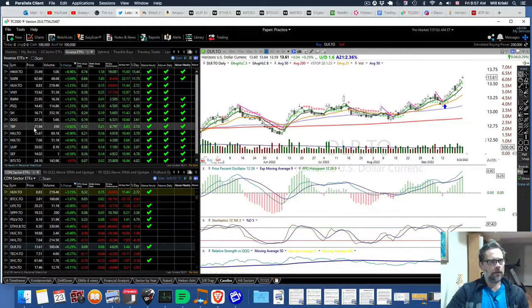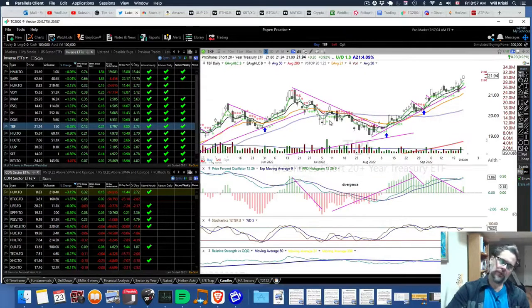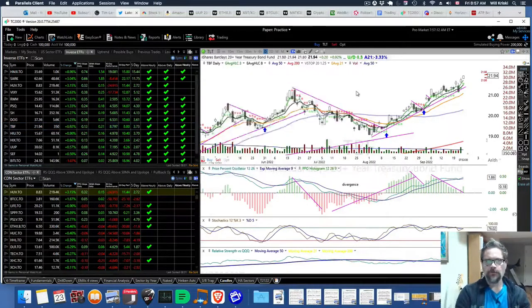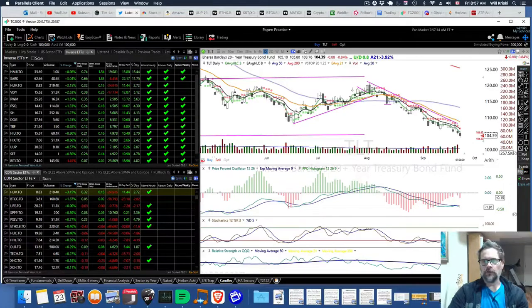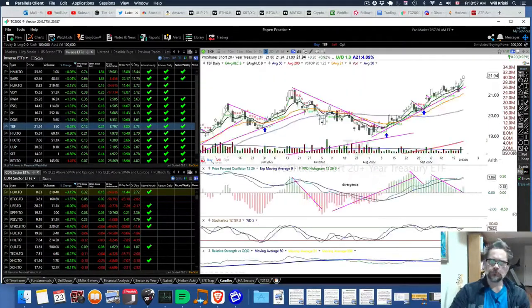And then TBF, if you want to talk about long-term yields, 20-year bond yields, this will go up when the yield goes up. So instead of buying TLT, which is the bond fund, this is going down. So the price of the bond itself is going down, and you don't want to be getting that one. Some people buy it and lock in an interest rate, but I'm talking about holding for trading, for capital appreciation. So TBF will go up when the interest rates are going up.